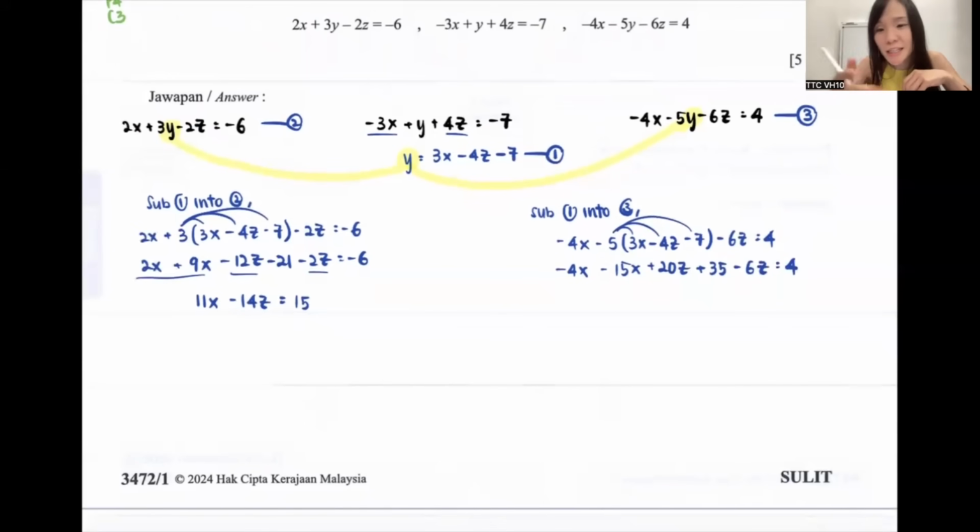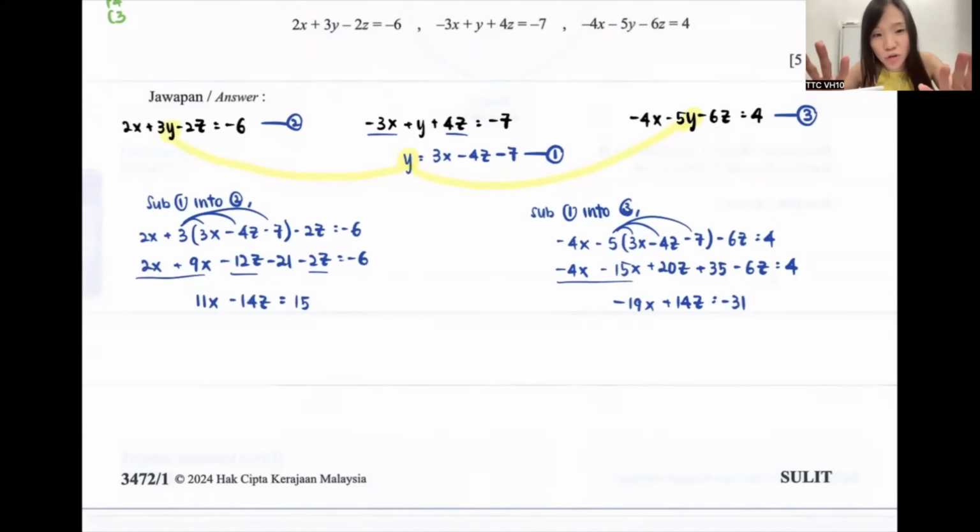So what's inside is no more y, only left x and z. So getting the answer is not a dream. Negative 4 minus 5 is negative 19x. 20 minus 6, isn't it, you guys should get 14z. And then plus 35, move it over, minus 35. 4 minus 35, isn't it getting negative 31. So from just now got x, y, z, now only got x and z.